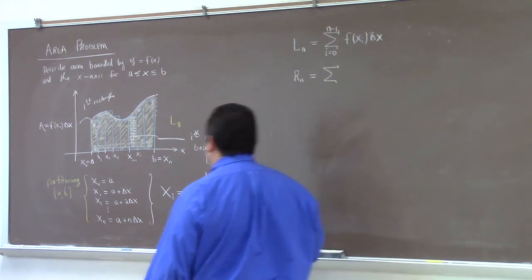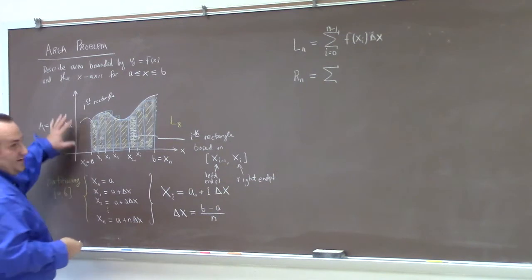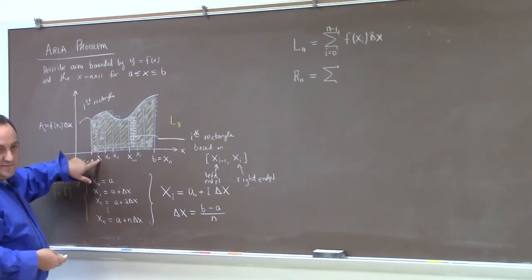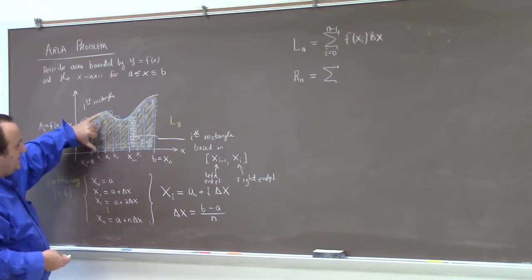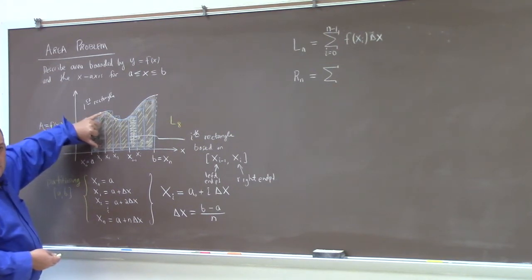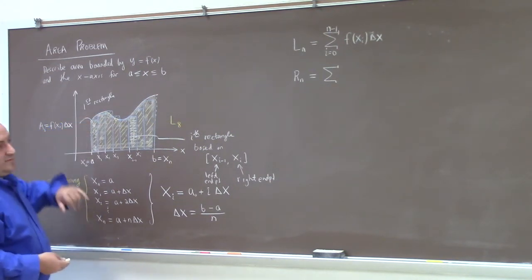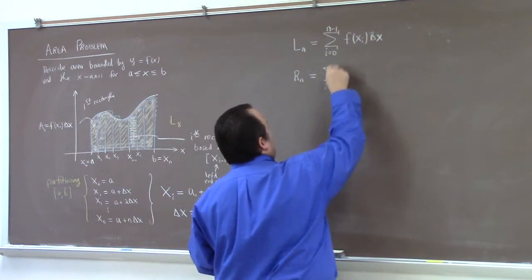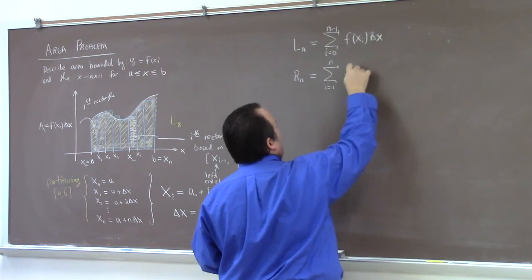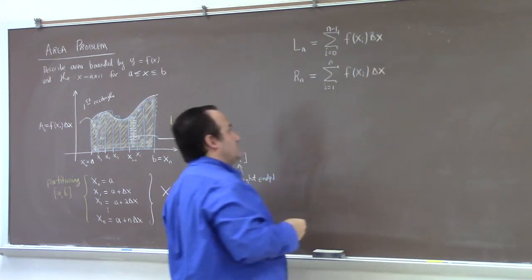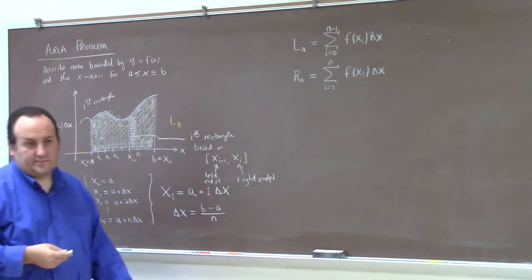So the right endpoint rule, I haven't drawn the picture of it, but it would be based on using x1 to define the height of the first box, and then f of x2 would define the height of the second box. f of x3 would define the height of the third box, and so forth. So for the right endpoint rule, you do the sum from i equals 1 to n of f of xi delta x. This is the right endpoint rule.